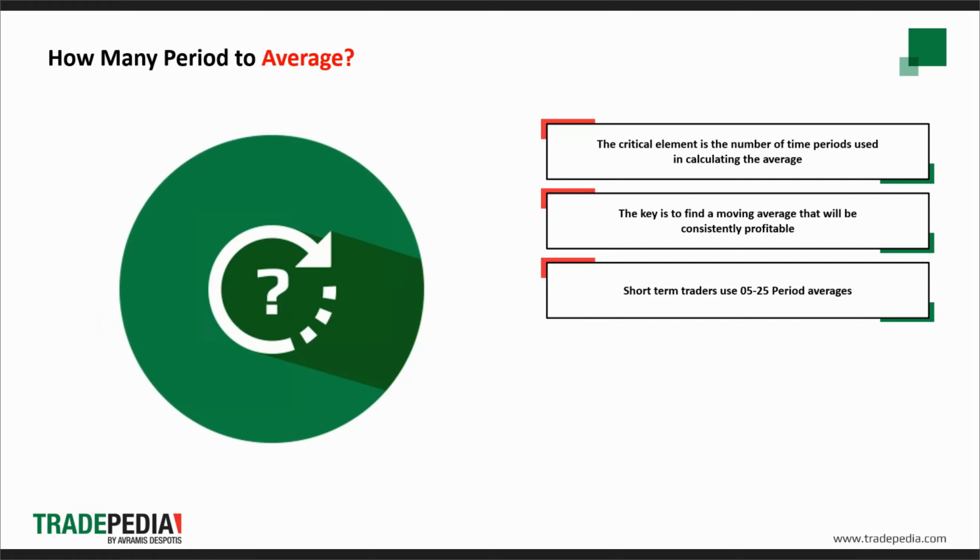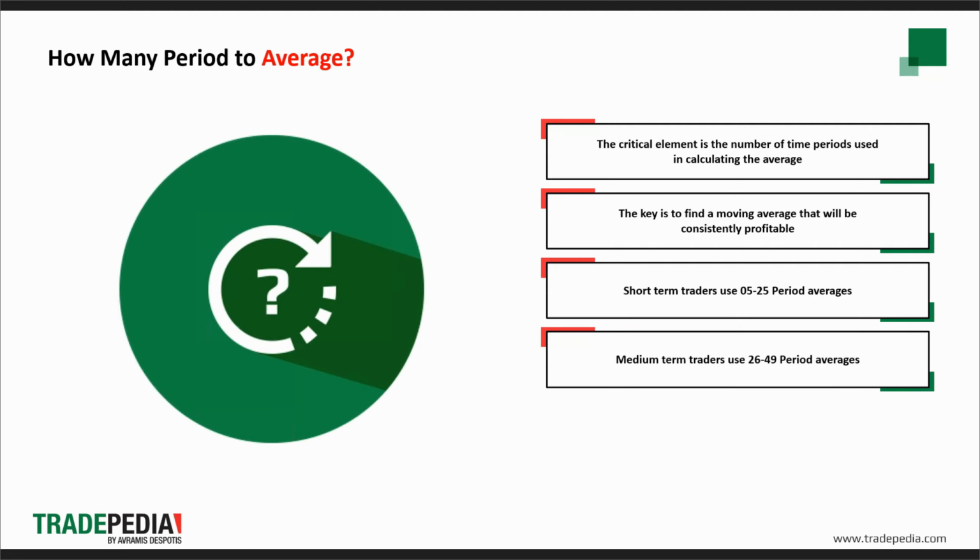Short-term traders tend to use 5 to 25 period averages. These will stick closer to price, and because you're only going for that intraday move, it's more relevant for you. But that will change if you're a medium-term trader. Medium-term traders tend to use 26 to 49 period averages. I'm talking about those that trade within the week or within the month. These are the traders that I'm talking about.